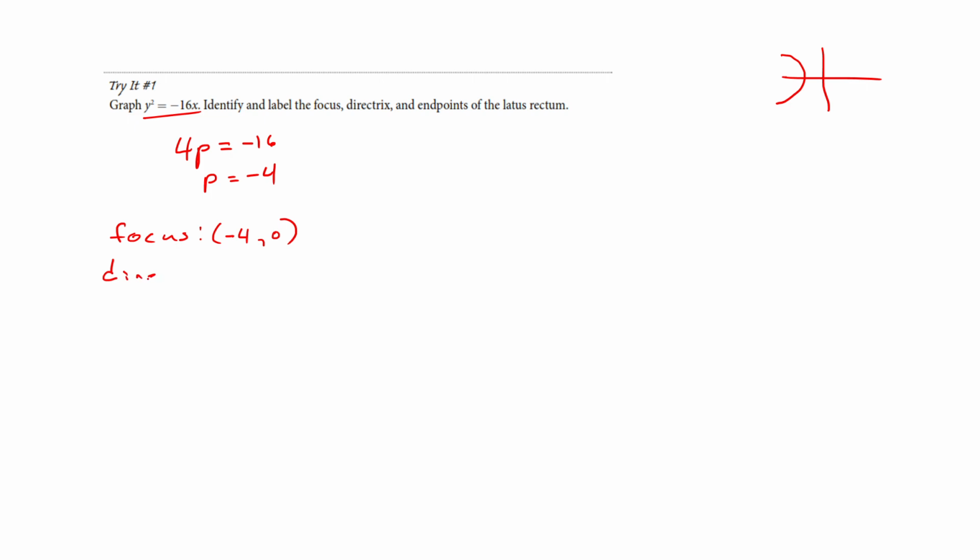Now the directrix. The directrix moves in the opposite direction, and it's a line. So if we're moving the opposite direction, we're going to create a line that's going to be an x line. x is 4.